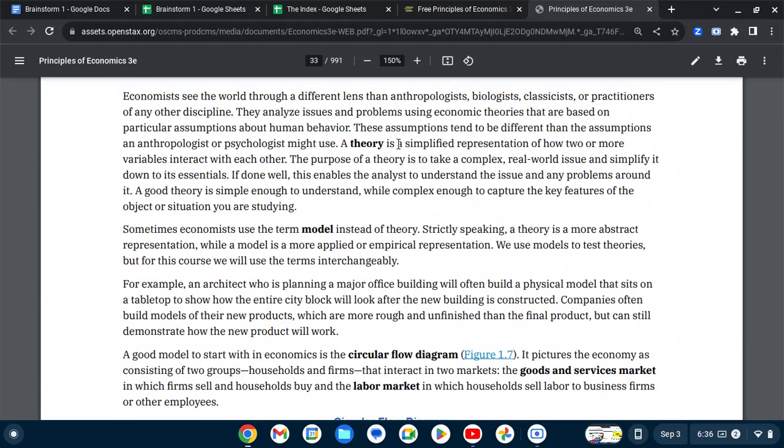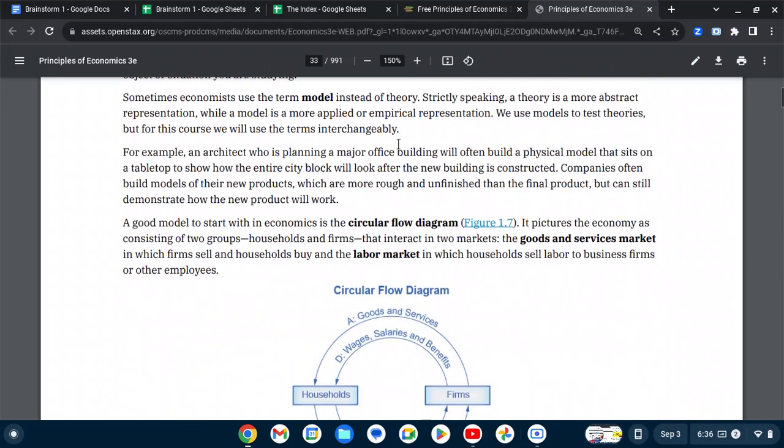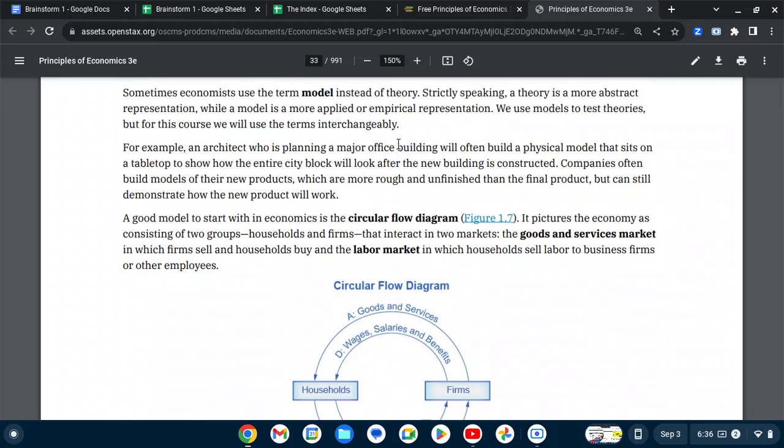A good theory is simple enough to understand, while complex enough to capture the key features of the object or situation you are studying. Sometimes economists use the term model instead of theory. Strictly speaking, a theory is a more abstract representation, while a model is a more applied or empirical representation. We use models to test theories, but for this course, we will use the terms interchangeably.